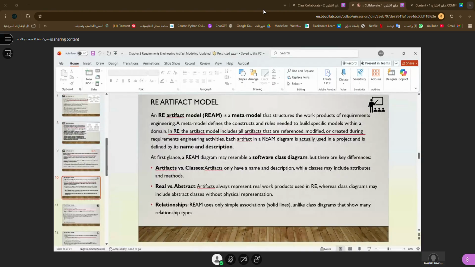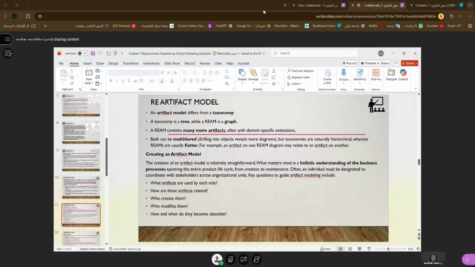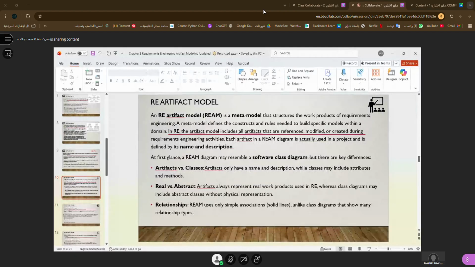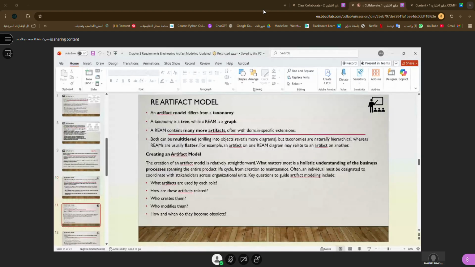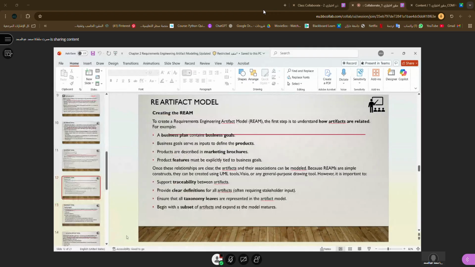Requirements engineering artifact model. This is about, write a short note on requirements engineering artifact model. Then you need to write this slide, and up to here. The next question is creating an artifact model. How to create an artifact model. From this you have to write it. Okay. Up to here.